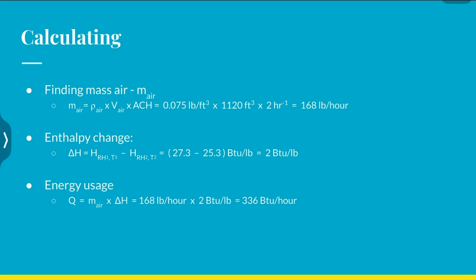And then I had to take the difference between the two enthalpies, and this would give me around 2 BTU per pound. And then finally, to calculate the energy usage per hour, I've used Q equals m air times the change in enthalpy. That's 168 times 2, and the result is 336 BTU per hour.